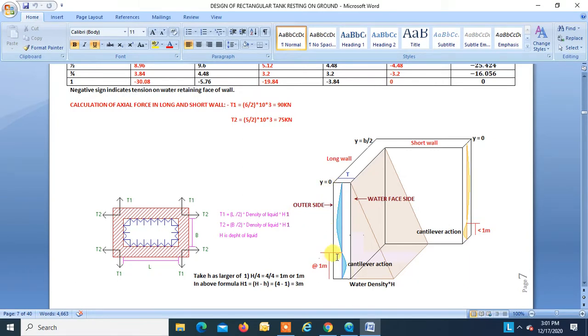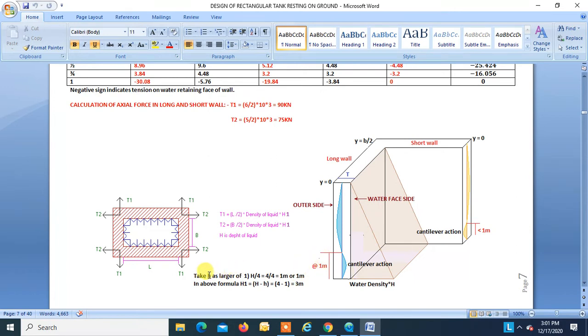Now we know that over here up to 1 meter, this portion acts as a cantilever, right? And above that, the remaining area acts as a continuous frame. So we have to find that height for the continuous frame. The code says that small h has to be the larger of H by 4 or 1 meter. Our H is 4, so 4 by 4 is 1 meter and 1 meter, so both are 1 meter, right?